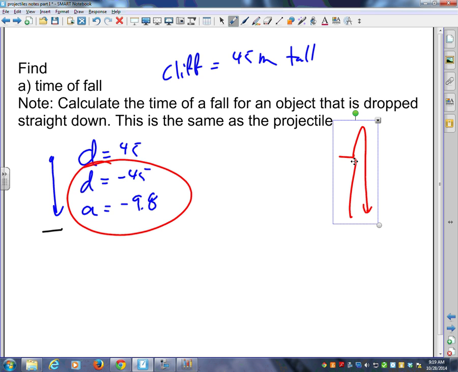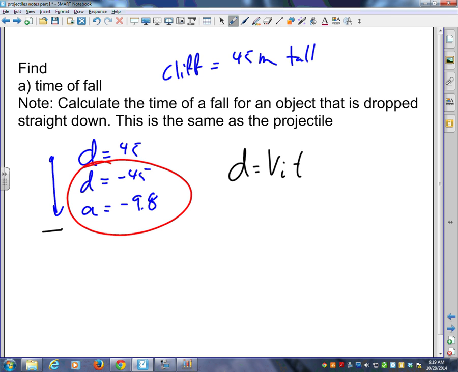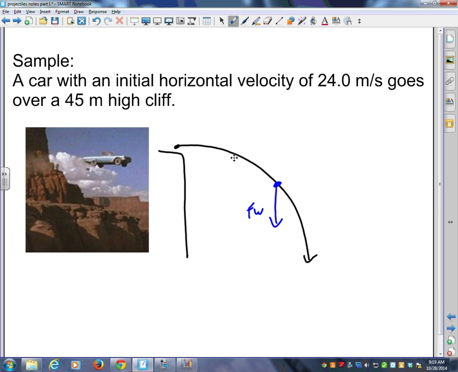Okay, so how do I find the time of fall? d equals VIT plus AT squared. Now before, did you get any room left underneath this here? I'm going to go back because I probably should have done this. What is my horizontal component and what is my vertical component initially? Well, the horizontal is, oh, it wasn't 25, it's 24. The horizontal is 24. What's the vertical? A big fat 0.